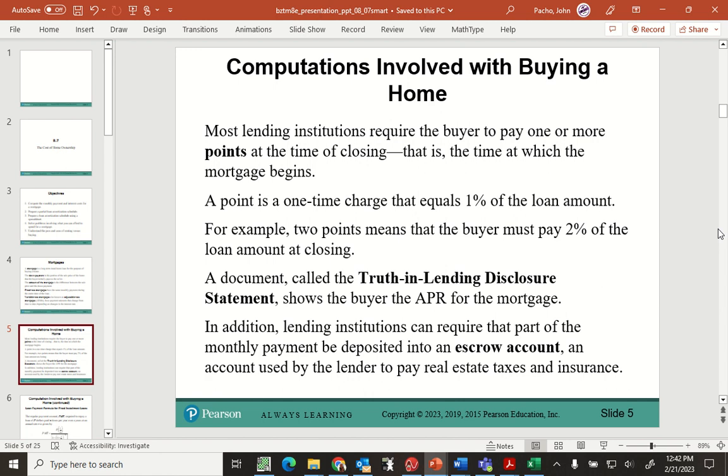Now, you could buy points on the loan amount to lower your interest rate. I had the opportunity to do that on one of my home loans.